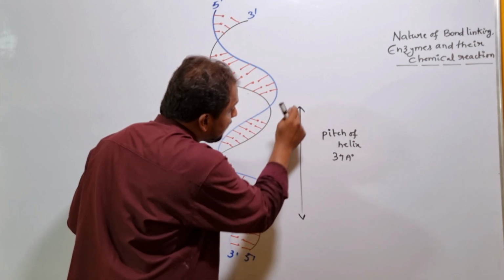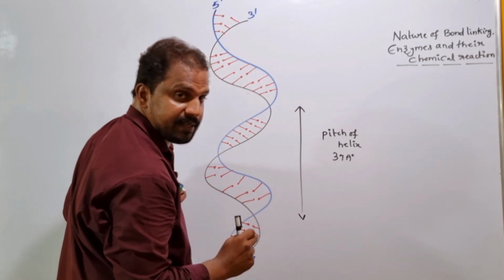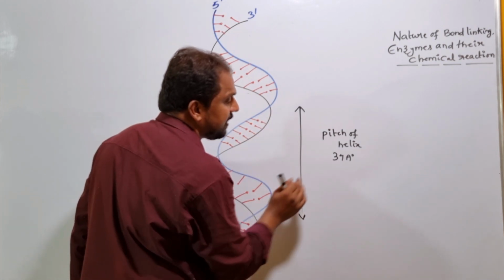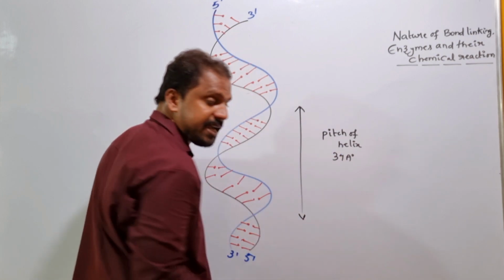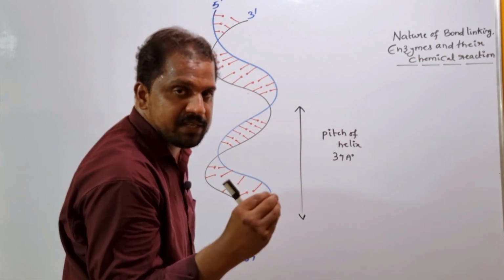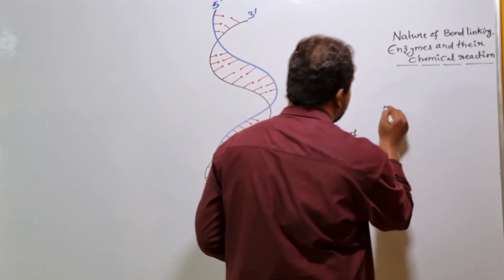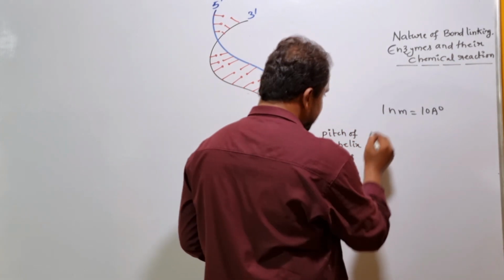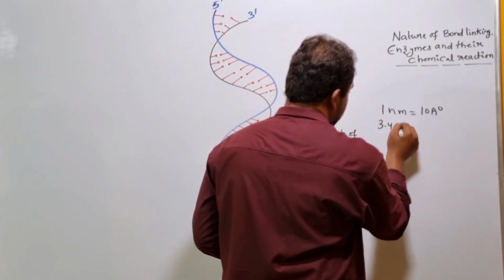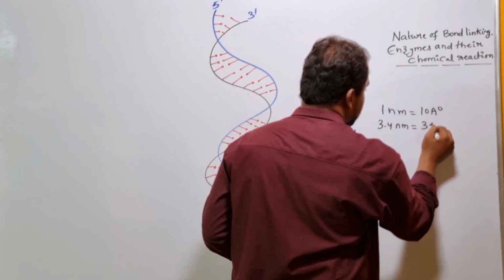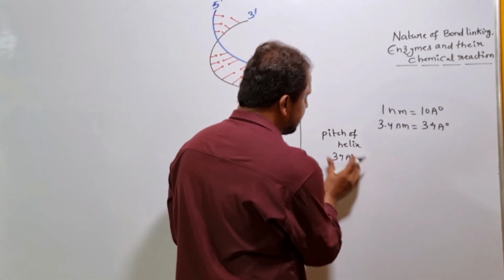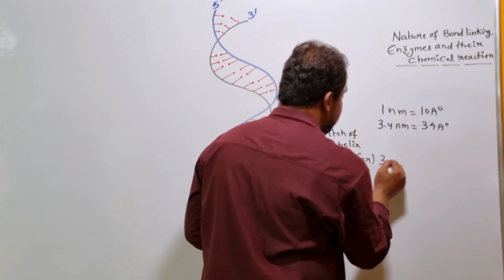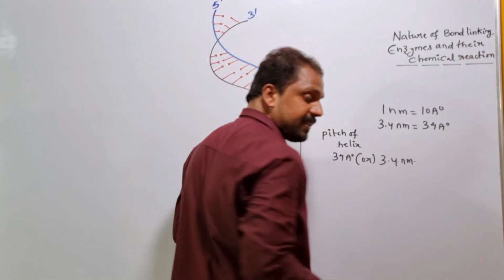the pitch of the helix is nothing but the height of one complete helical turn. Is it clear? The height of one complete helical turn is the pitch of the helix. So here the pitch of the helix is 34 angstrom units. Always try to memorize one thing: one nanometer is equal to 10 angstrom units. So in that case, 3.4 nanometers is equal to 34 angstrom units. So the pitch of the helix is 34 angstrom units, or in other terms, 3.4 nanometers. Anything is same.